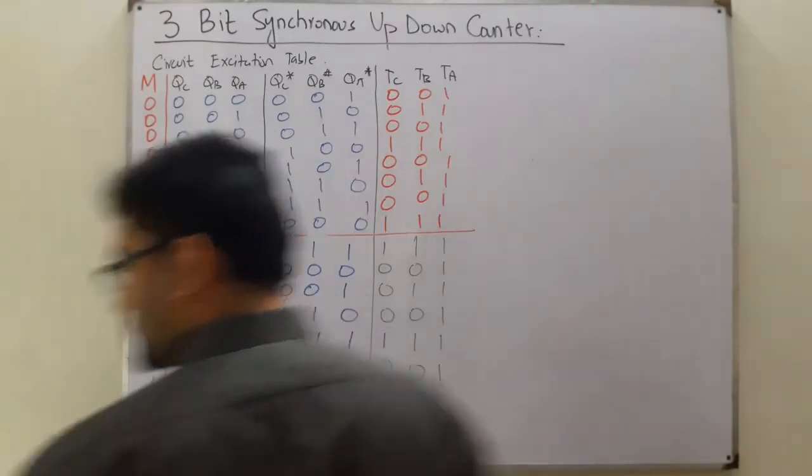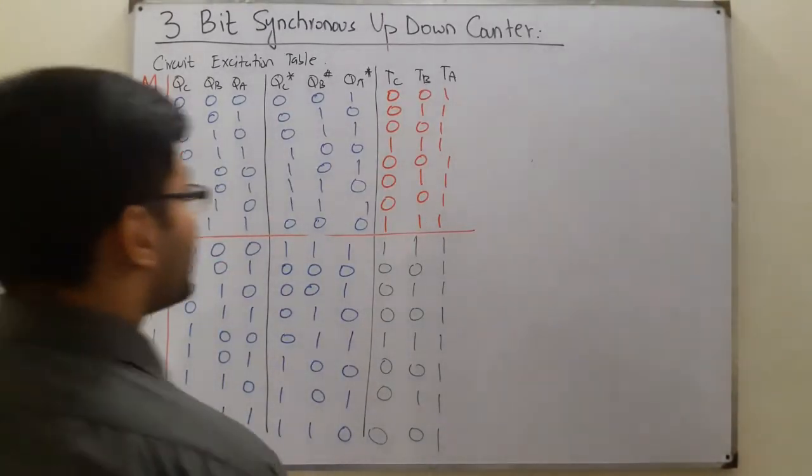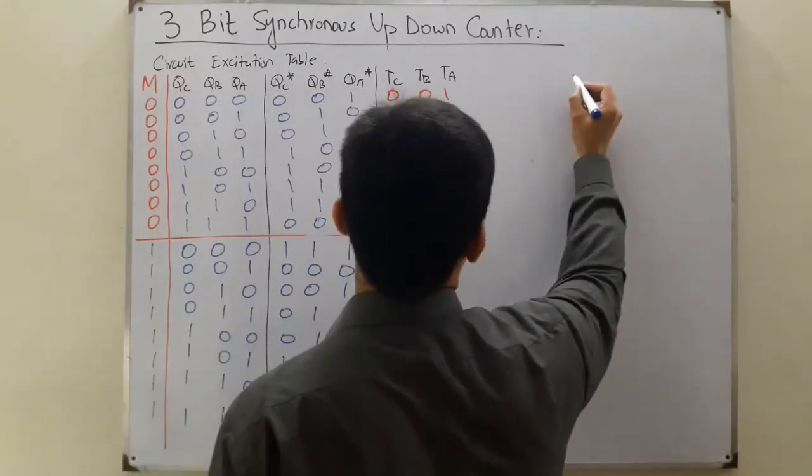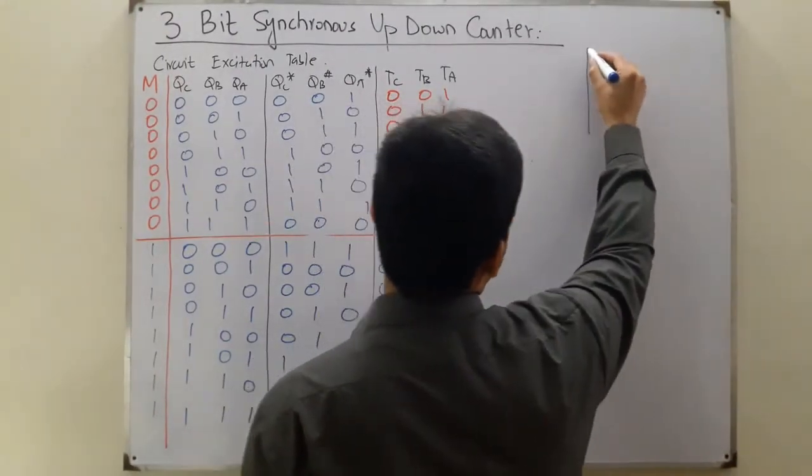You simplify it, all right? So you make K maps, fine? So let me remove this part of it. Now we don't require this anymore. All right, we don't require the state diagram as well. So now over here, we make the K maps. So these are 4 variable maps, right? So we have 16 cells in it.